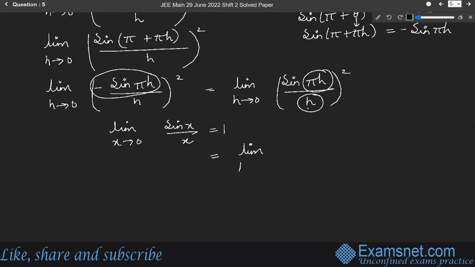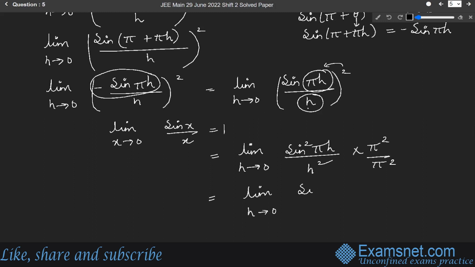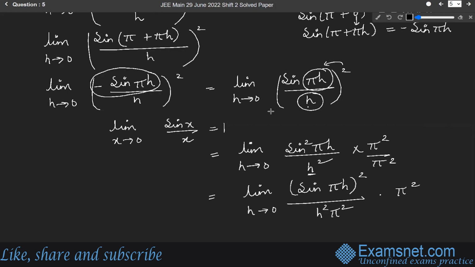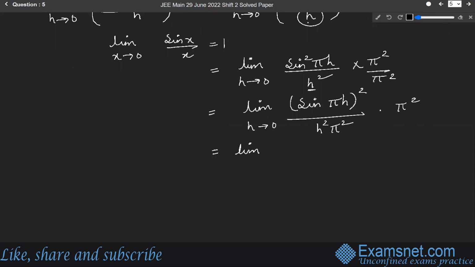So limit h tends to 0 of sine square pi h. Let us open these brackets too. So sine square pi h upon h square. Now multiplying and dividing by pi square. All right, so this will be equal to limit h tends to 0 of sine pi h whole square, right? We can write it as sine pi h square divided by, here we have h square into pi square. And again in the numerator we have one more pi square, right? So this will be limit h tends to 0 sine pi h square divided by h square into pi square.